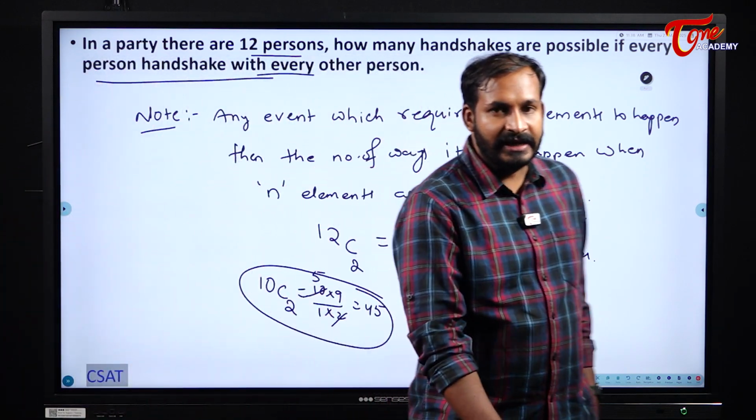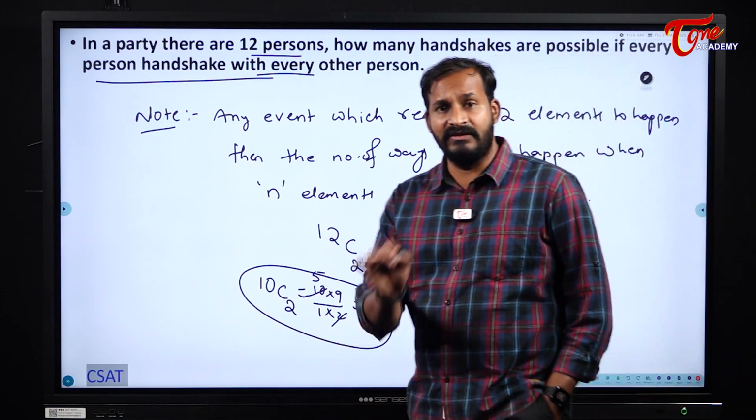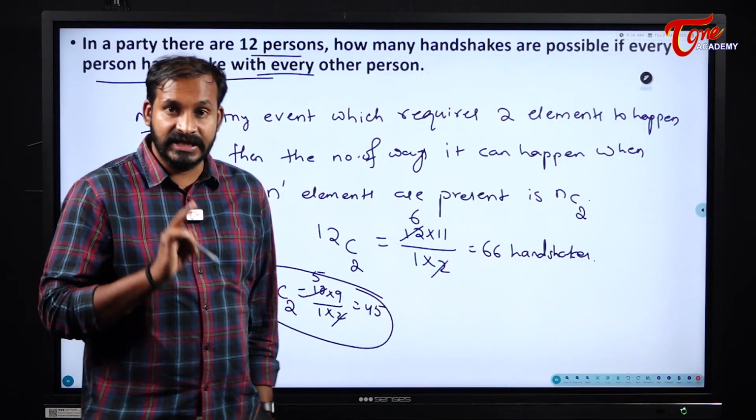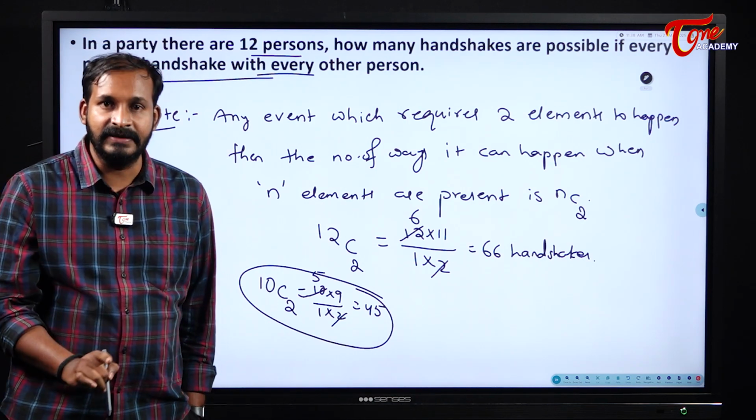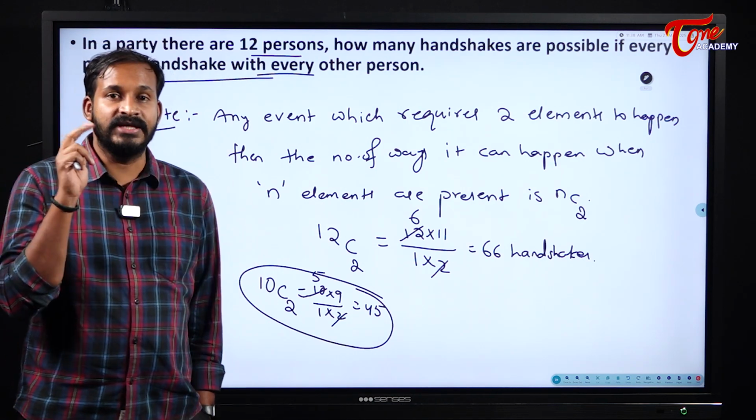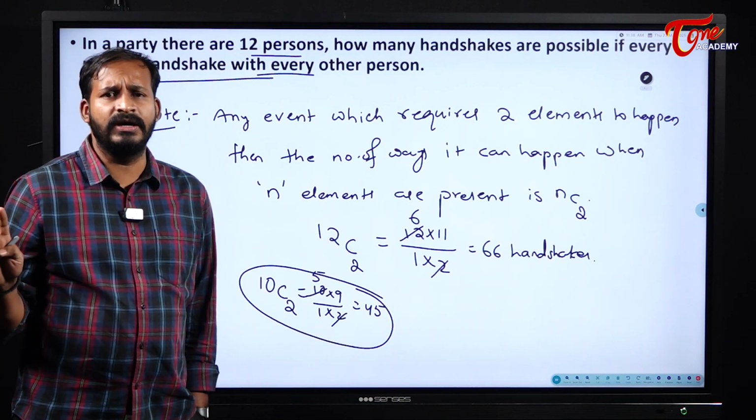Understood, students? Like this we are going to solve. So any event, this is very important. Once again I am repeating, the chances of a question from this area are very high. So any event which requires 2 people, directly you can go for nC2.